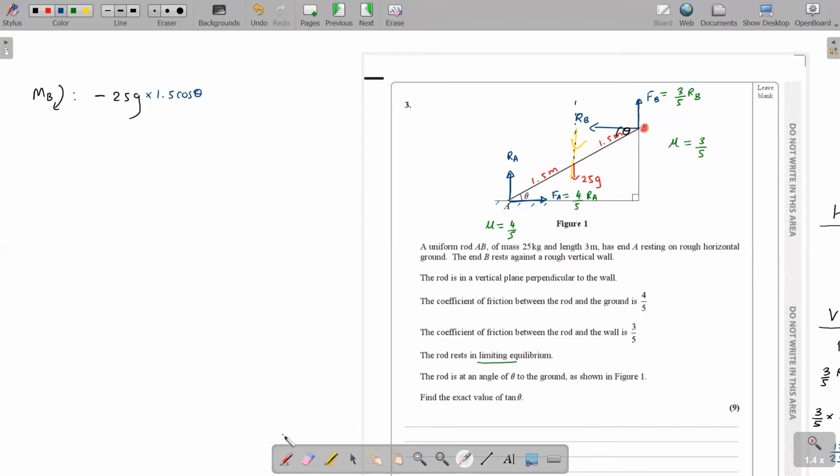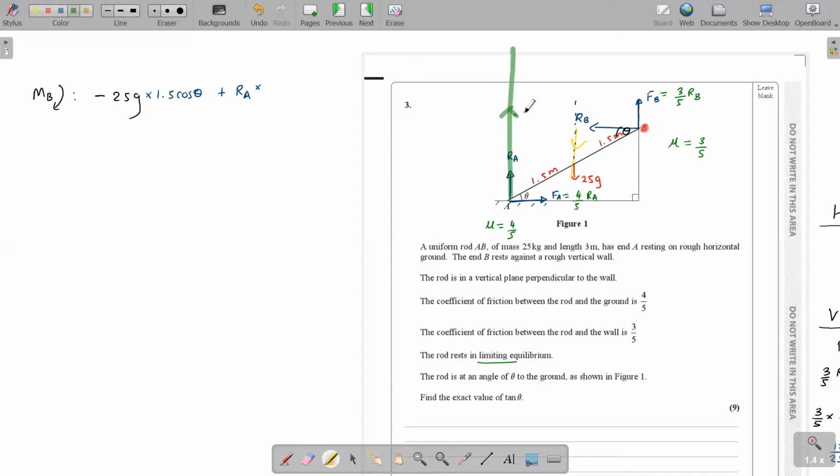Normal reaction A is giving you what kind of moment? It's pulling upwards. Around B, when you pull upwards, are you giving a clockwise moment or anti-clockwise moment? It's a clockwise moment. Do you see? This is the way it's pulling. So plus normal reaction A into what's the distance?